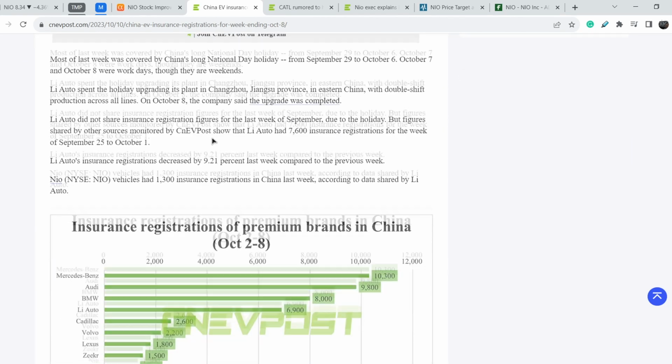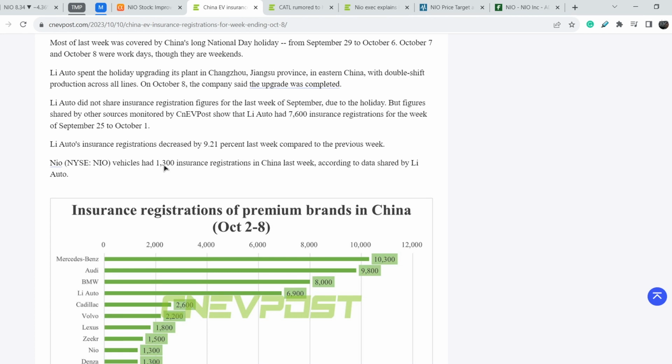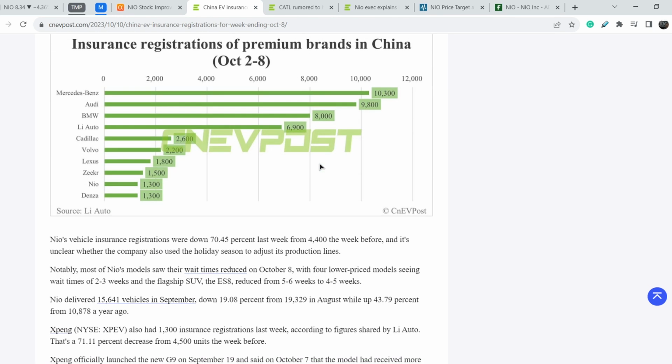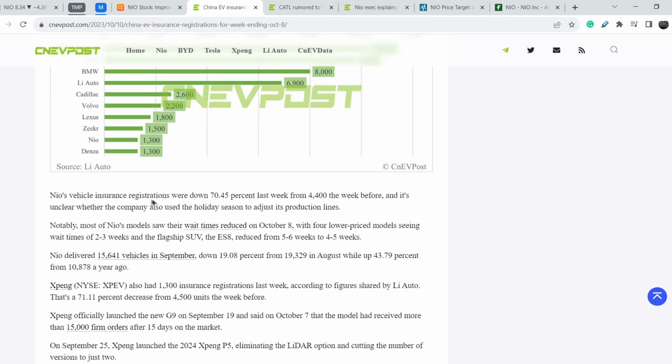And let me quote you this. NIO vehicles had 1,300 insurance registrations in China last week, according to data shared by Li Auto. NIO's vehicle insurance registrations were down 70.45% last week from 4,400 the week before, and it's unclear whether the company also used the holiday season to adjust its production lines. And in my opinion, it is very difficult to assume that they will adjust their production lines.